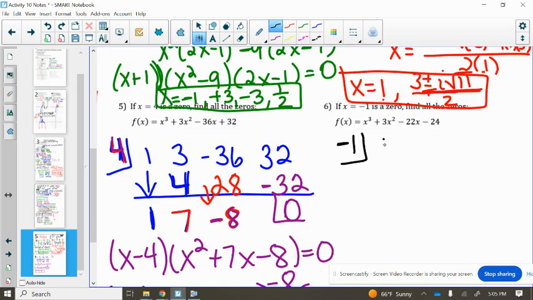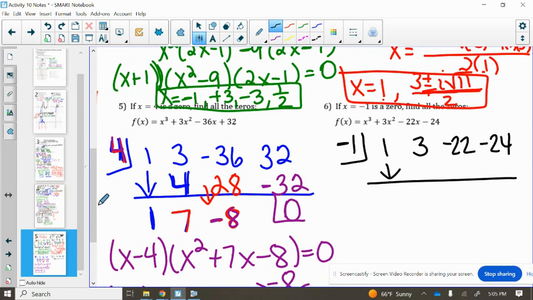First, you are going to perform the synthetic division, and then from there, find out what your remaining zeros are.